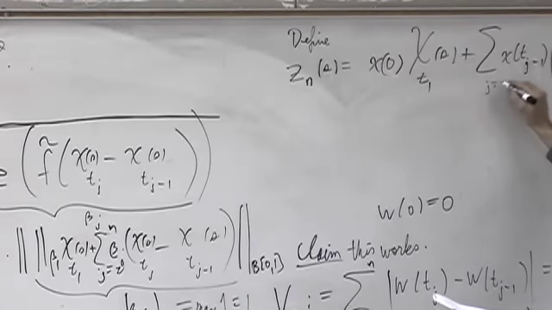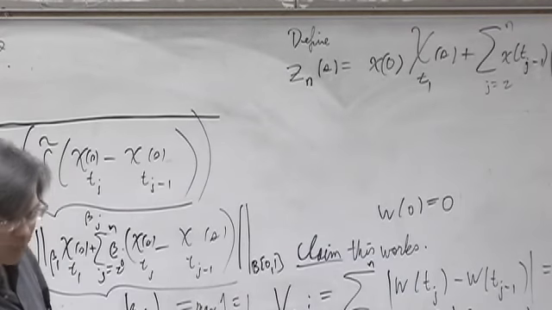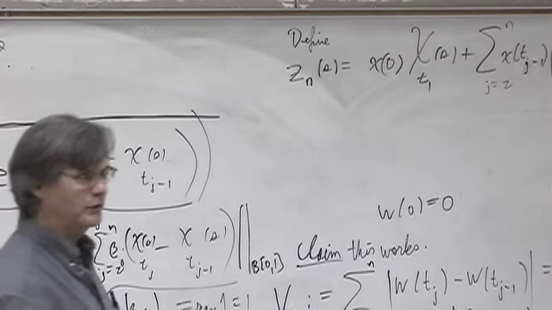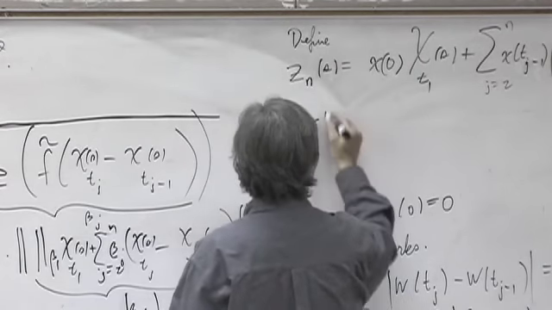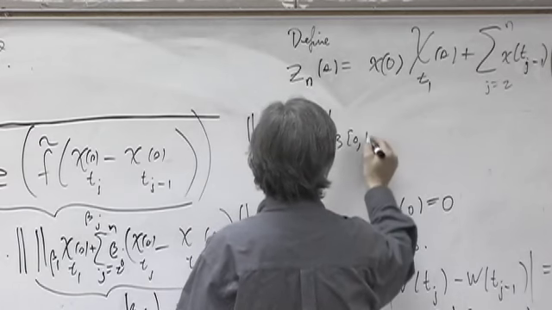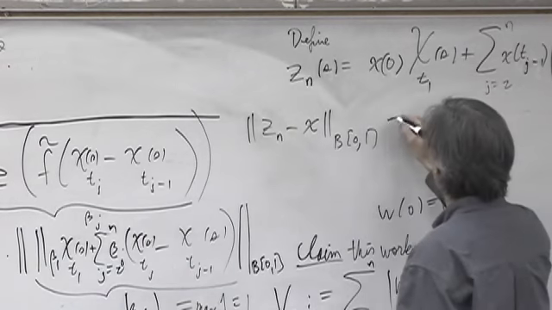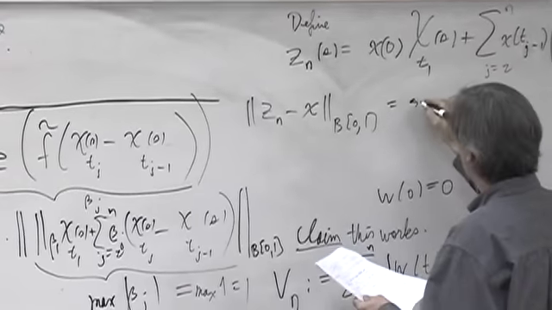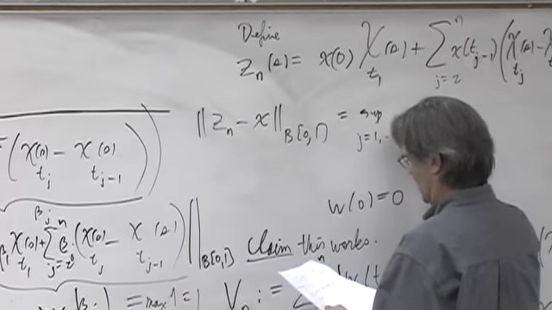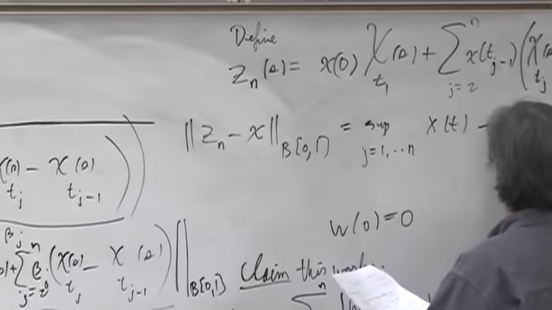So this is my step function I'm going to take now, j goes from 2 to n. And this is an approximation of x, obviously, in the B01. So what I have is that Zn minus x, let's just check that in B01. What is this norm? This is the sup, j goes from 1 to n, of xt minus xtj minus 1.